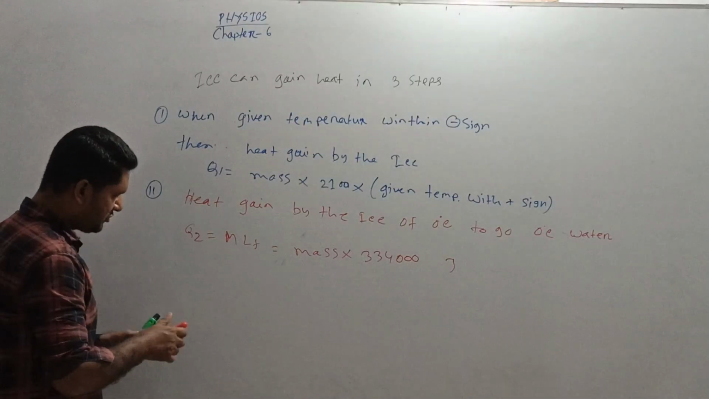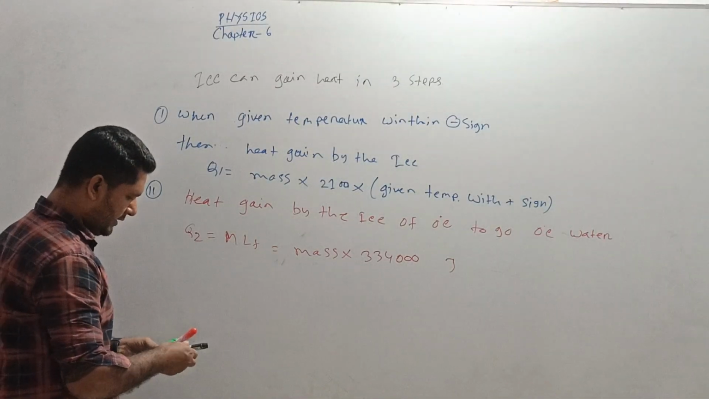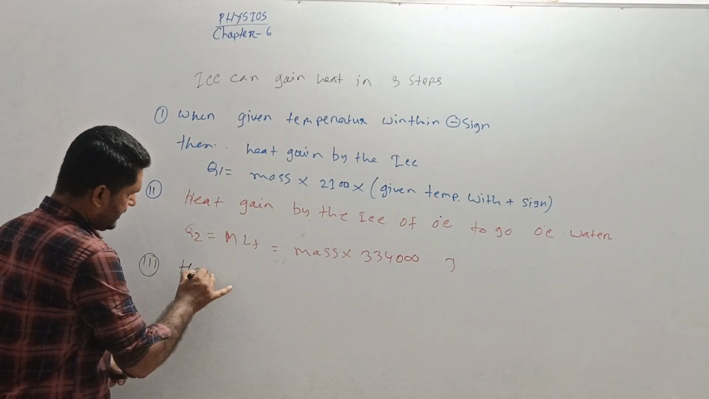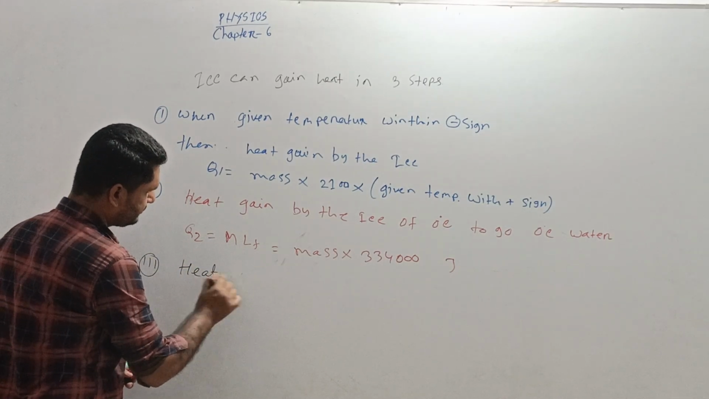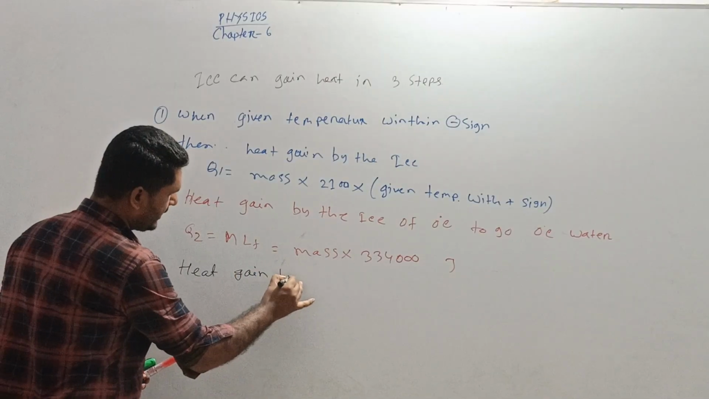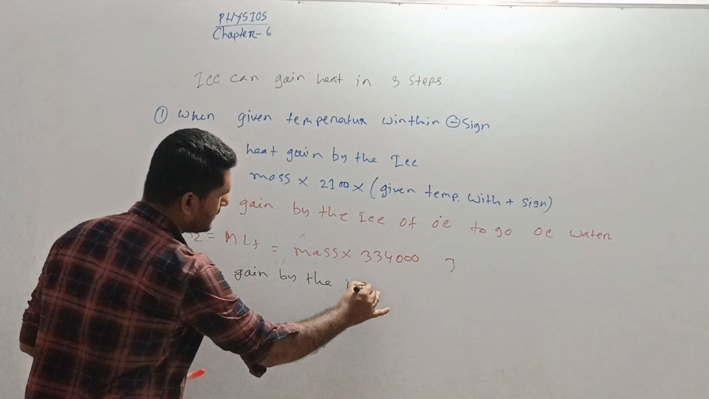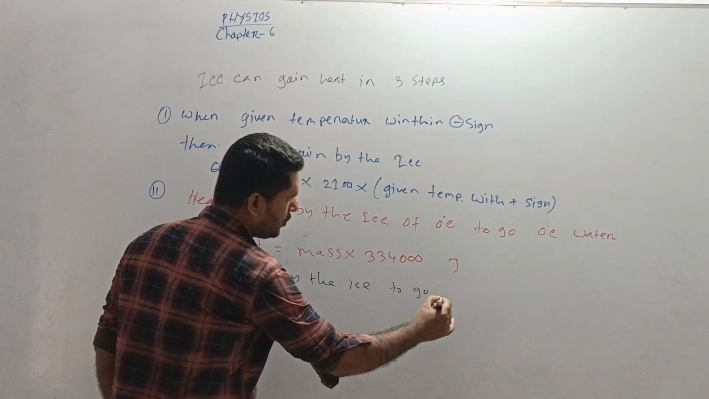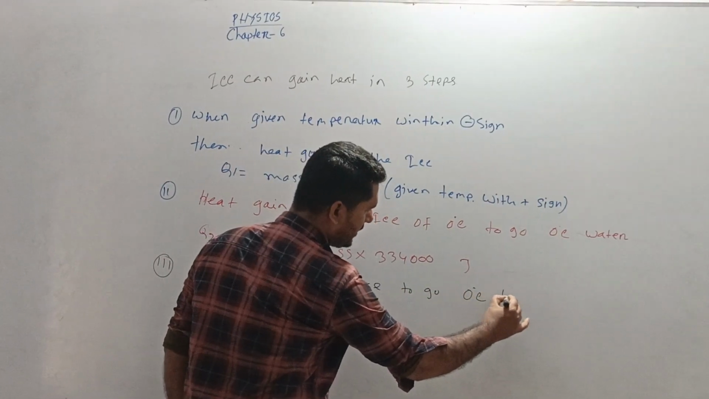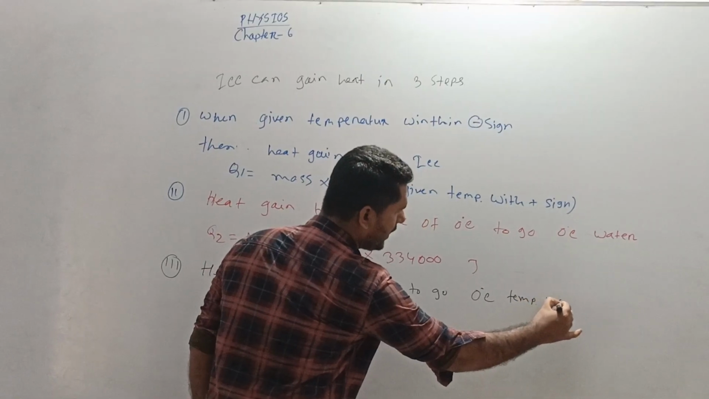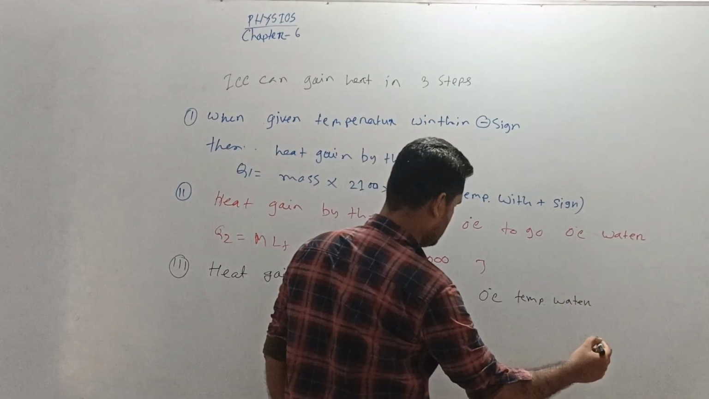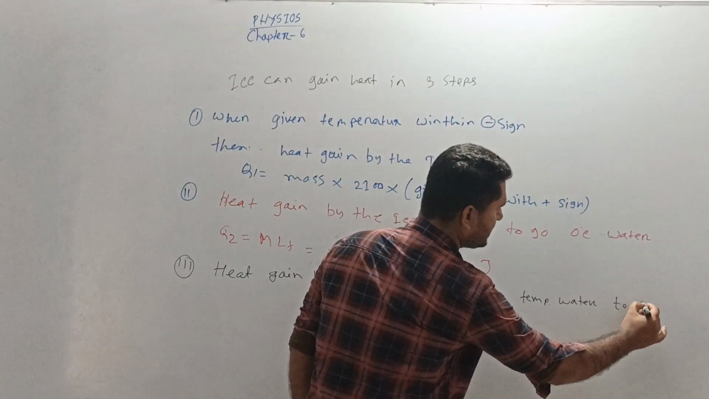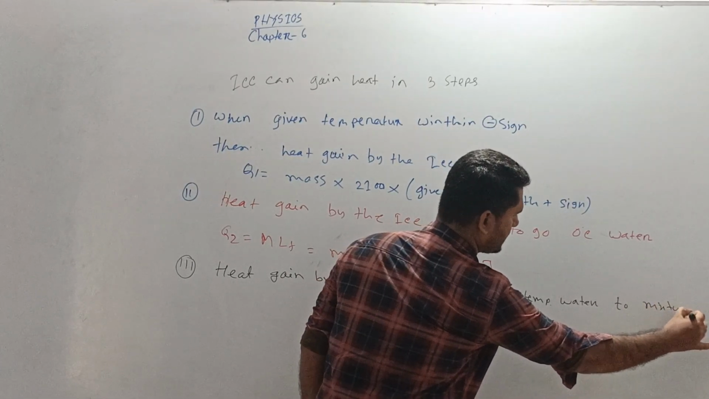Again, step number 3. Heat gained by the ice to go from 0 degrees Celsius water to the mixture temperature.